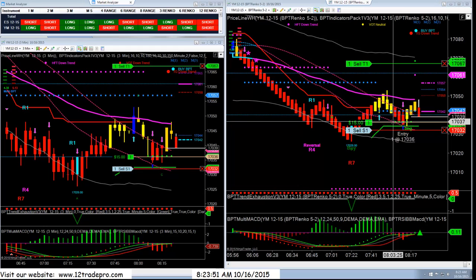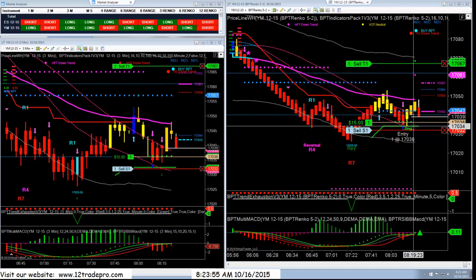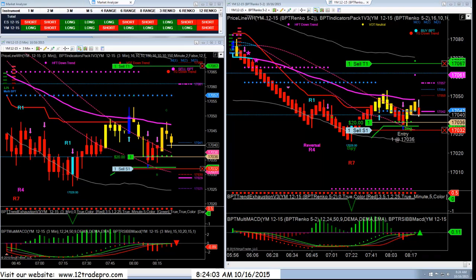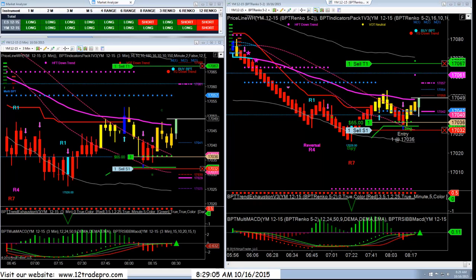Okay, this is a pre-market trade on Friday morning. Got a nice bounce off of the precision trend line, went to the mid band, and now it bounced off the mid band. So I'm going to hang in there and see what happens, because I'm only risking four ticks on the YM.